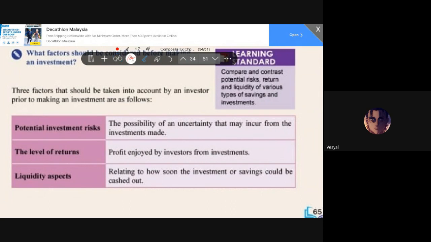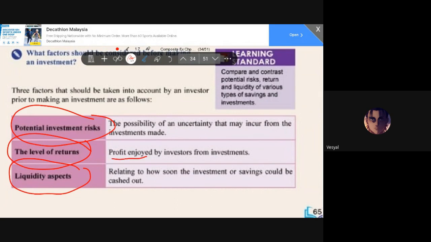Okay, so these are the three aspects I wanted to highlight. You have to look at the potential investment risk, level of return, and liquidity. Level of return is how much money or profit you get. Liquidity is how easily it can be cashed out. And potential risk is uncertainty that may be incurred. So we are always living with uncertainties. So we have to make our choices wisely, of course.